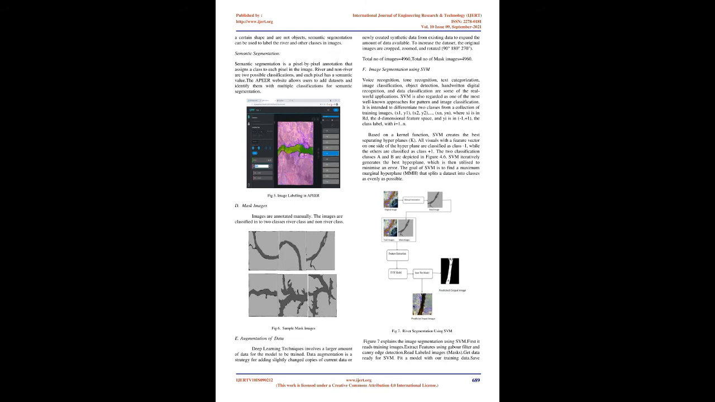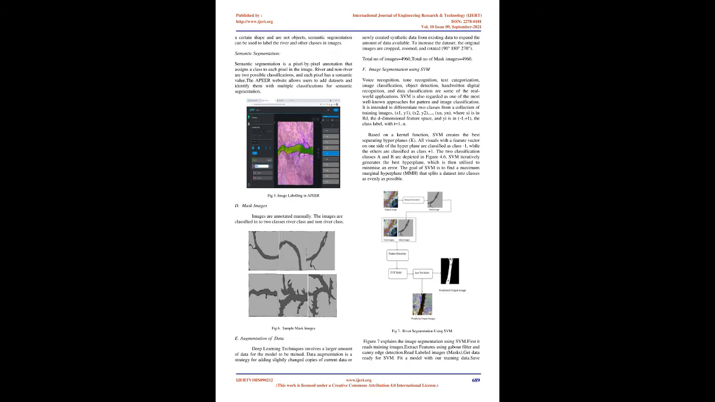The APIR website allows users to add datasets and identify them with multiple classifications for semantic segmentation. Mask images. Images are annotated manually. The images are classified into 2 classes: river class and non-river class.